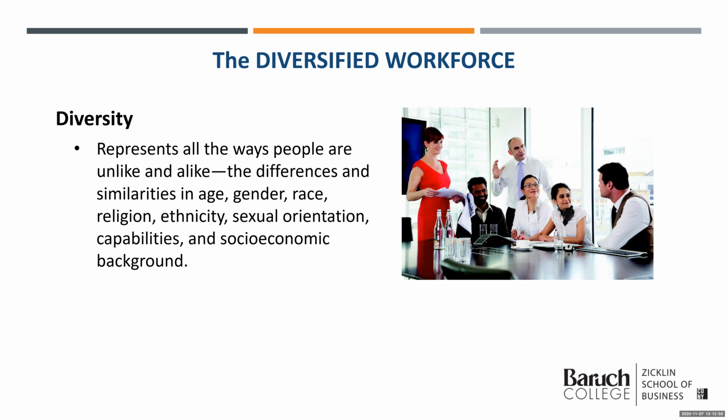Okay, so we talked a little bit about this in the first half of the lecture, but obviously the workforce, employees, individuals differ along lots of these social categories. And the degree to which people are different in these categories or the same is the level of diversity within the organization. So examples of this are categories like age and gender, race, religion, ethnicity, sexual orientation, capabilities, socioeconomic background.